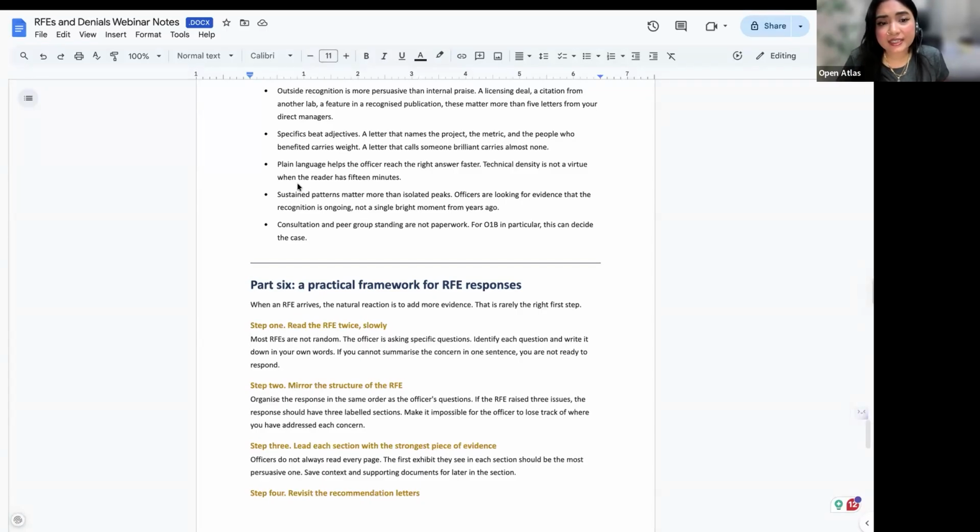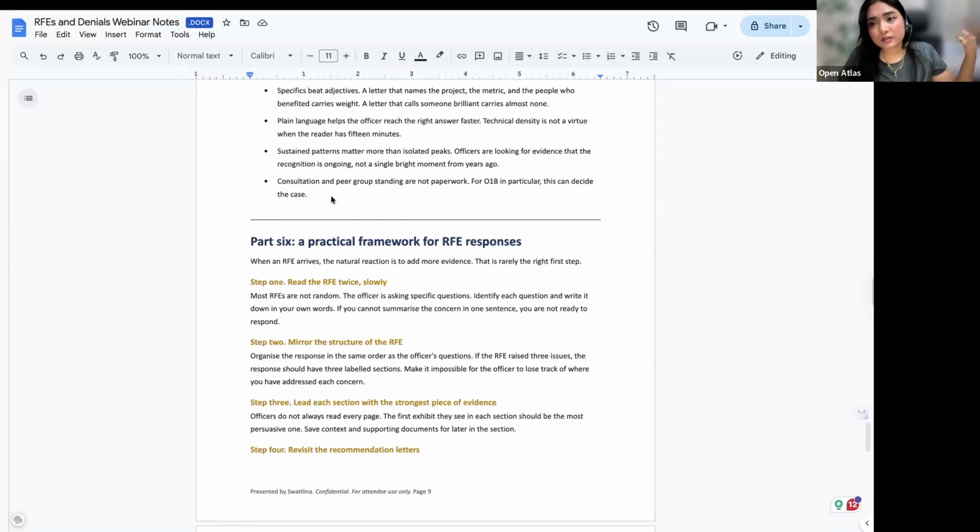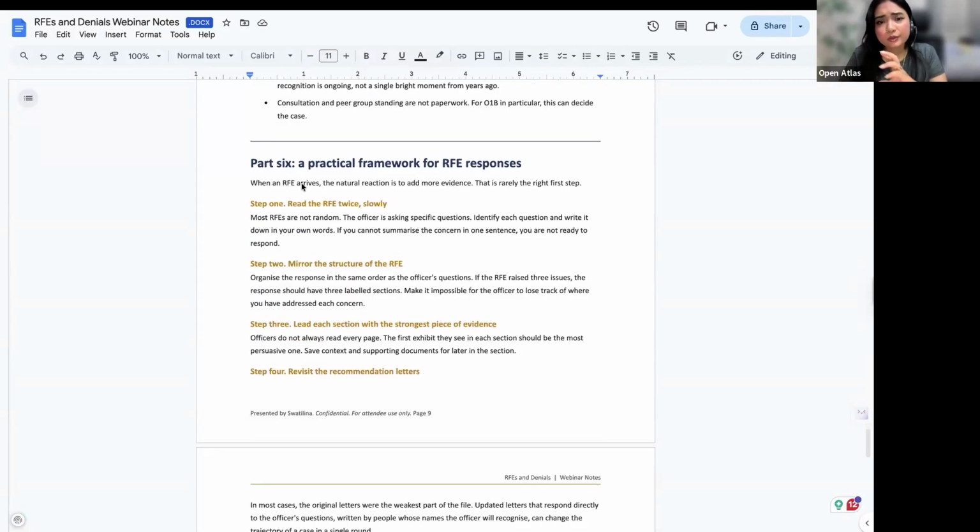Officers are looking for evidence that the recognition is ongoing, not a single bright moment from years ago. Consultation and peer group standing are not paperwork. For ONB in particular, this can decide the case. So it depends on a case-to-case basis what the right evidence should be. How to fix an RFE response.